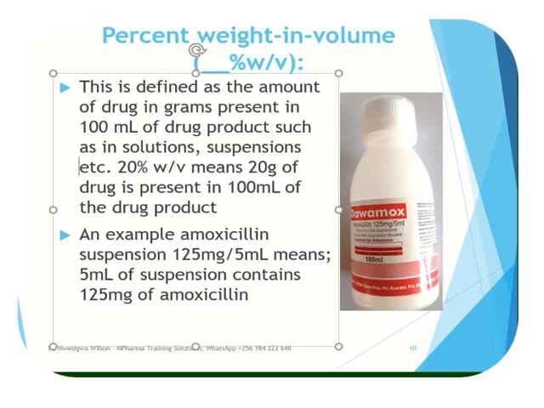I have an example here. For example, amoxicillin suspension 125 milligrams per 5 mils, which means that 5 mils of suspension contains 125 milligrams of amoxicillin. Now you're going to see how this one links with the percentage at a later stage, because I'm having a gram or a milligram in a volume.